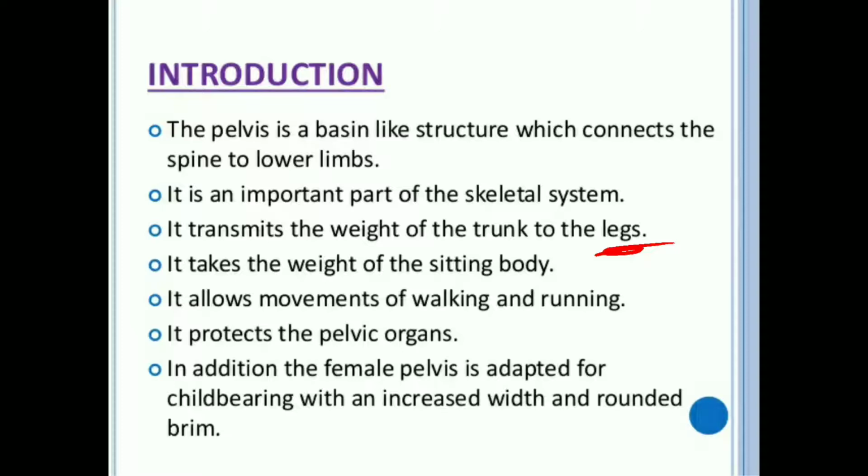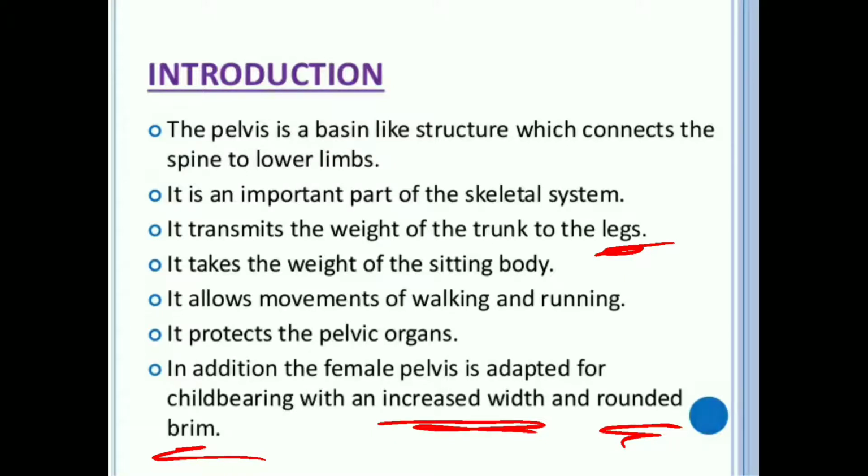The female pelvis is adapted in this way, not the male pelvis. Basically the female pelvis is adapted in such a manner that it has increased width as compared to the male pelvis, and a rounded brim. Okay, these are the main features that basically differentiate a male pelvis from a female pelvis. Males do not have that much rounded brim, while females are adapted for childbearing, so they have a rounded brim and increased width. And the brim we'll be discussing in a later section of this video.